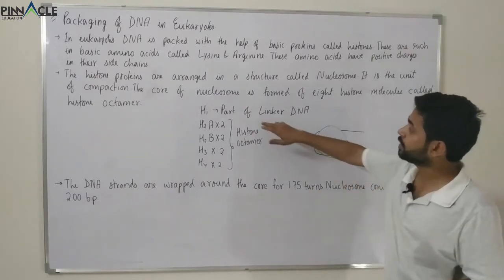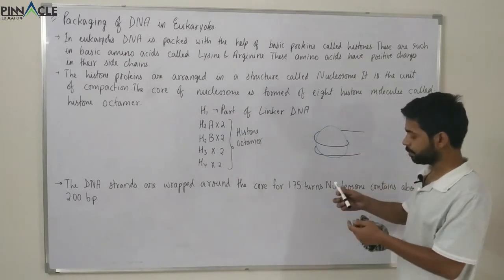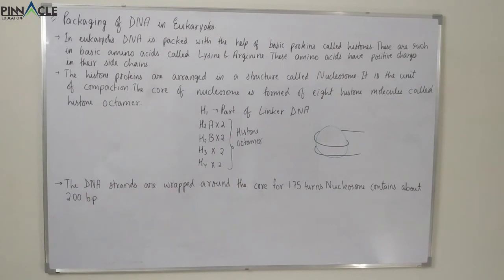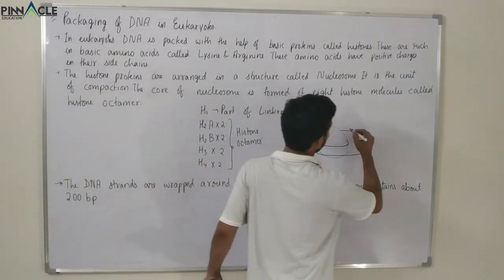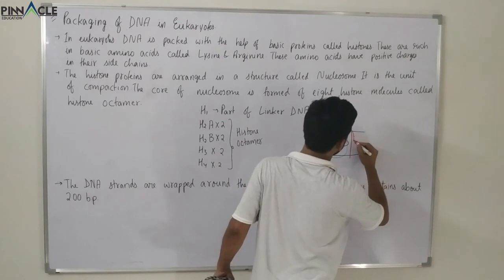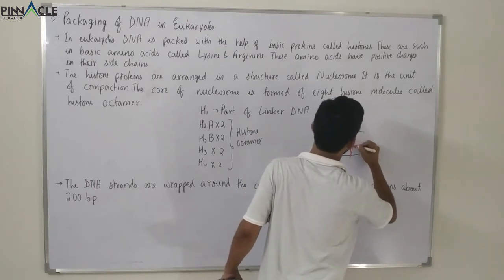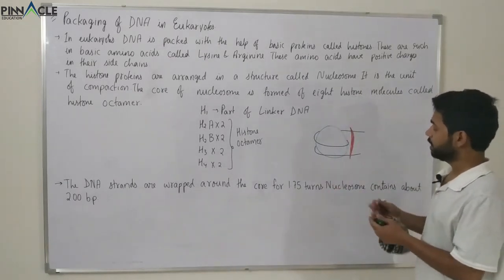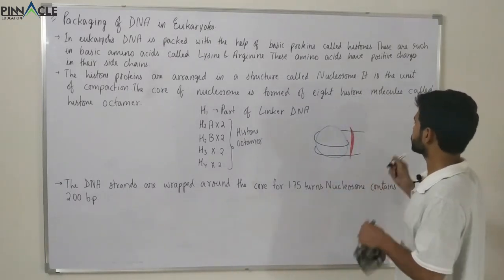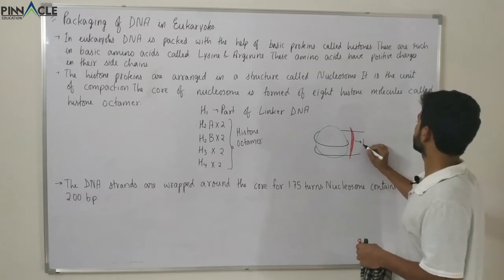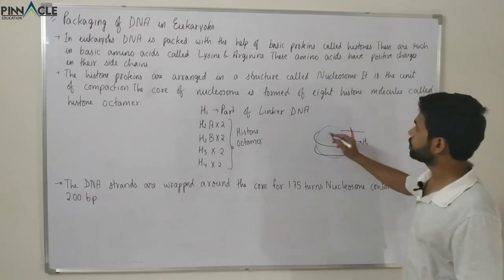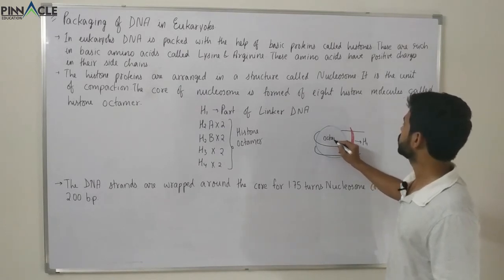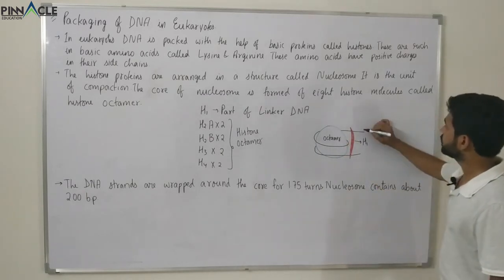And this H1 protein forms the plugging part, that is, it will help in the plugging or attaching of this. So this red color structure that we see here is the H1 part. And this forms the histone octamer, or it is also called a nucleosome body. And this is the DNA strand.